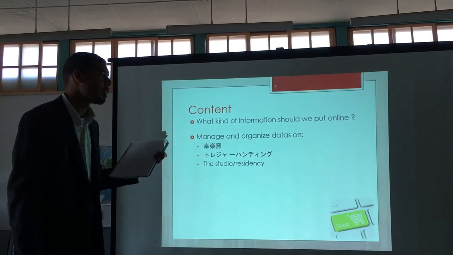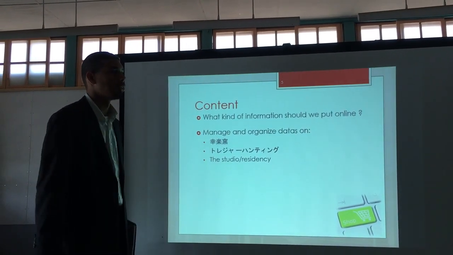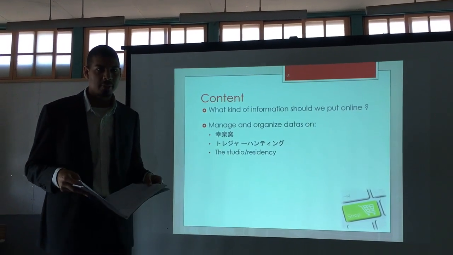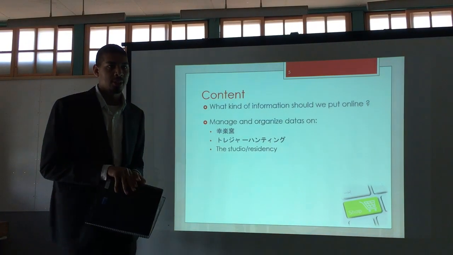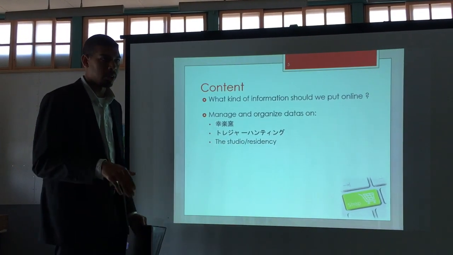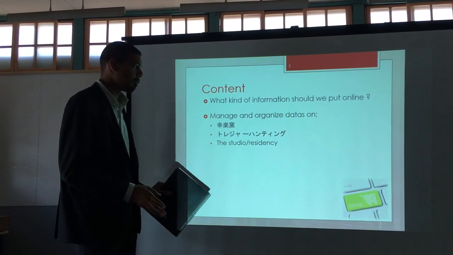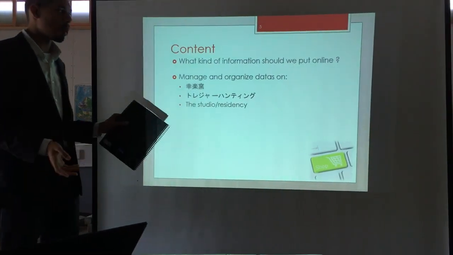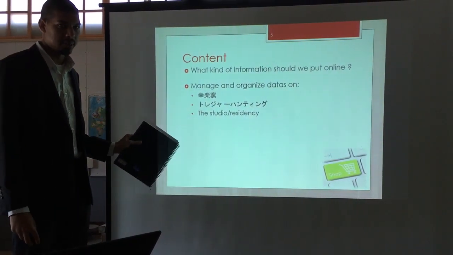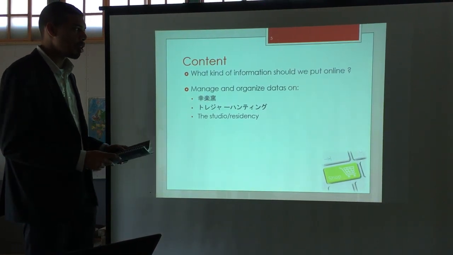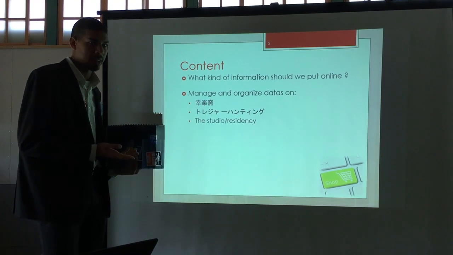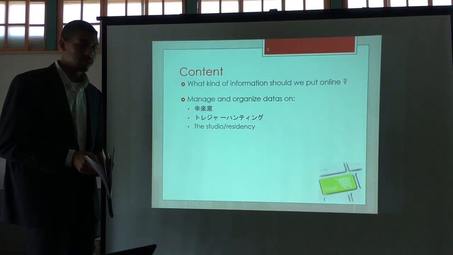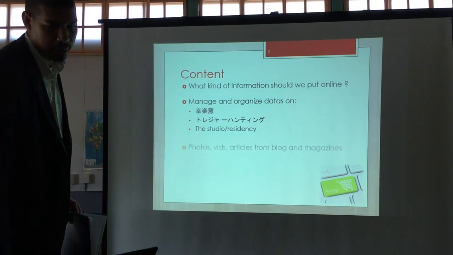About the content, what kind of information should we put online? I think there would be three parts: the main part about the Kouraku Gamma; the second part concerning all the projects, like treasure hunting, chair glass, all the kinds of projects that are linked to the company; and the third part, the studio and residency. So the website would have information on those three parts, but we have to know what we want to put on the website and what shouldn't be there, because there's a lot of information, so we have to try to separate what could be interesting for the people.